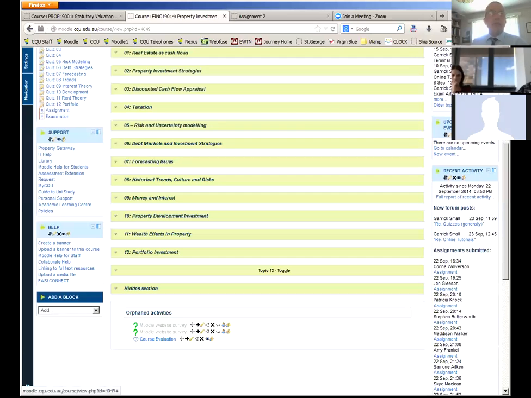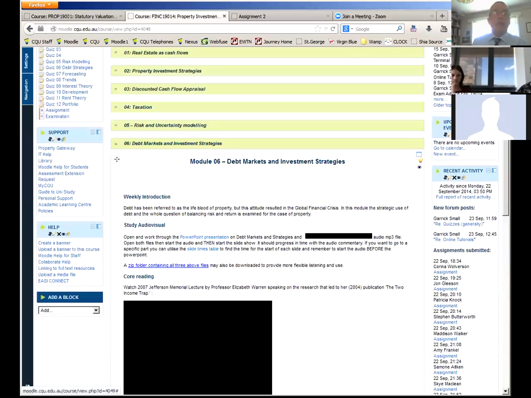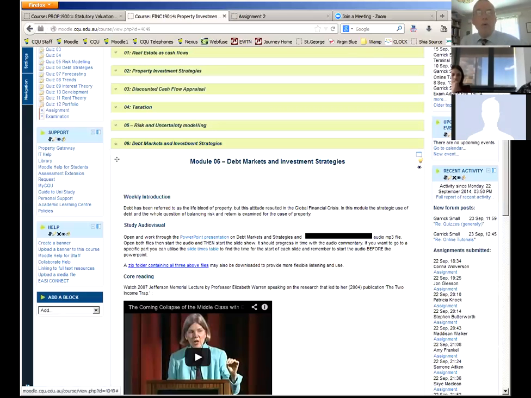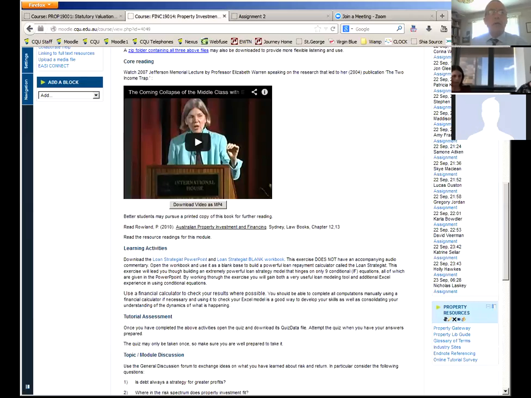Really, that introduces the significance or the necessity for the next few modules. Let's look at module 6 now. Module 6 is all about debt markets and investment strategies. And I think this is where we do negative gearing.